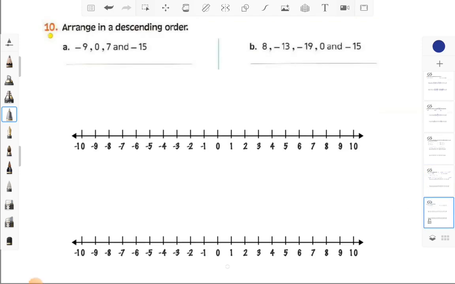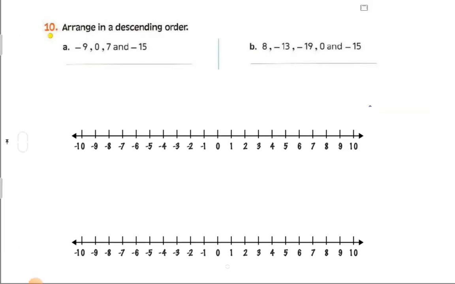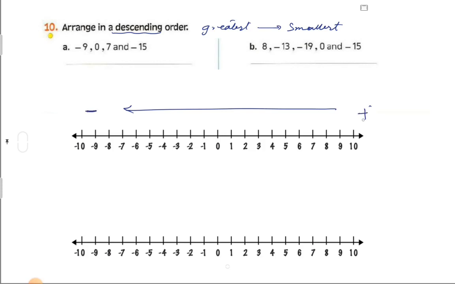Last question, this part. I need to arrange in descending order. Descending means from greatest to smallest, right? This means I will move from positive to negative, from right to left, because here it's positive and here negative. Of course, positive is greater than negative.